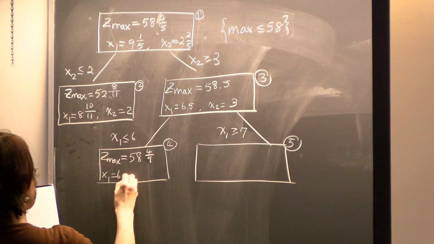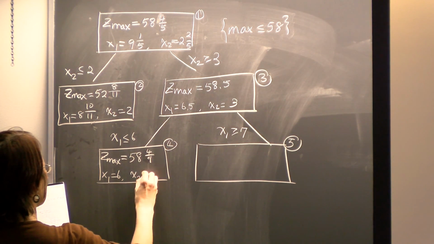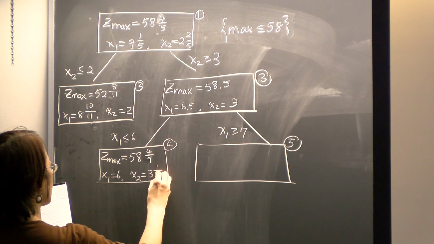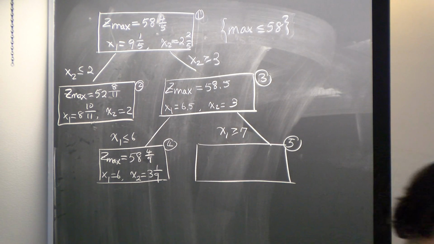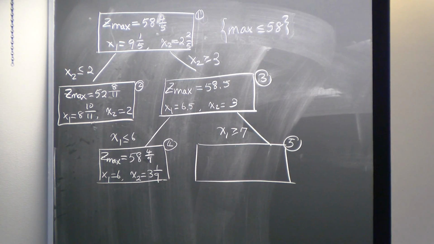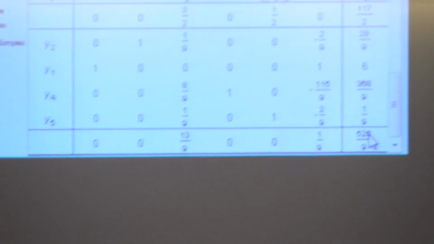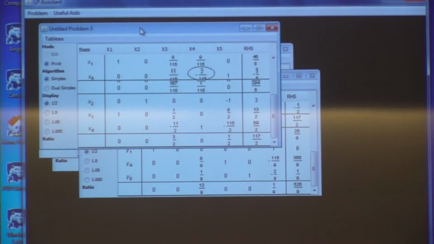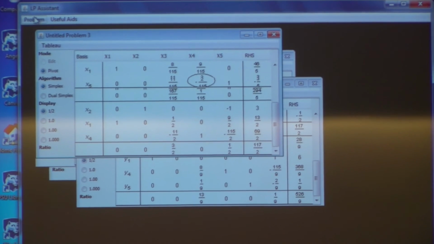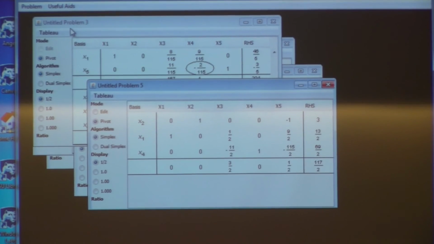x1 is 6, x2 is 3 and 1/9. So it's not integral, okay? But I have some solution there. And then we have to solve the other half of the branch. Now you have to go back and find table 3 and start a problem from there.